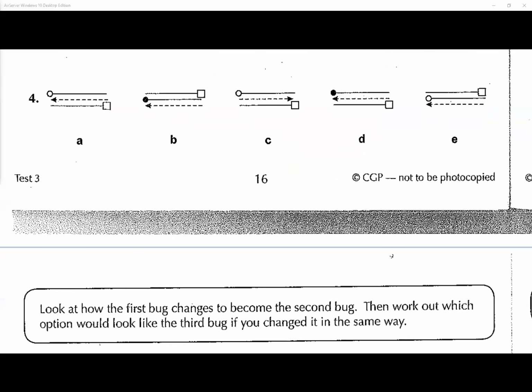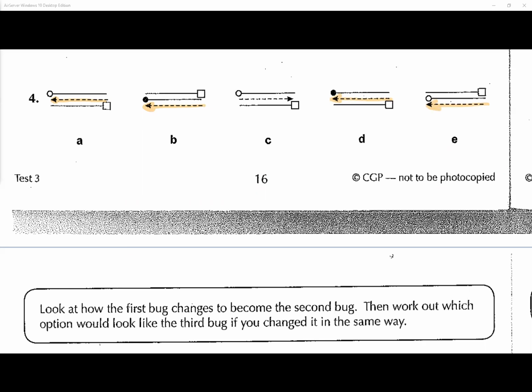Okay, question number 4. We have A, B, C, D, and E. Okay, so we're looking for what's happening. Let's have a look. So if we look over here, we can see here that the dotted arrow is going to the left. That one's going to the left. That one's going to the left. That one's going to the left.